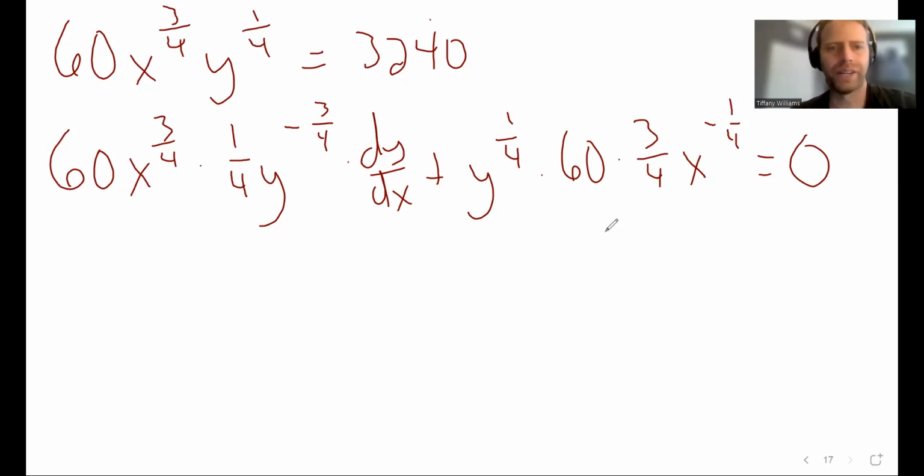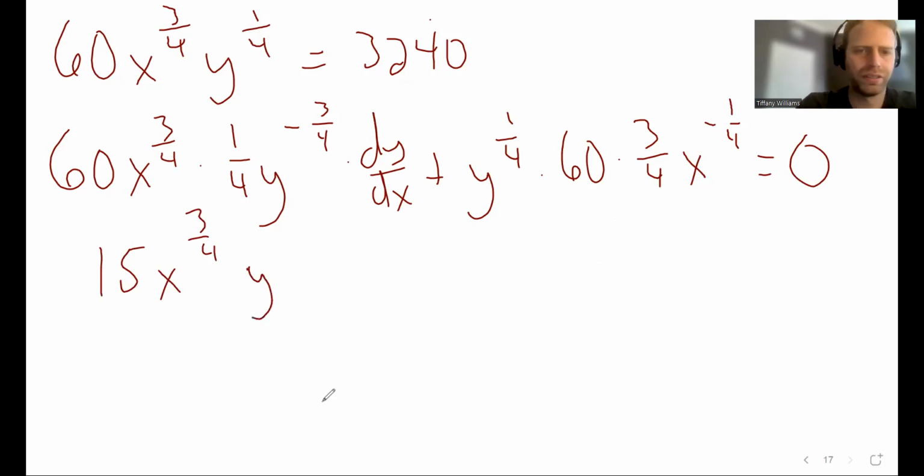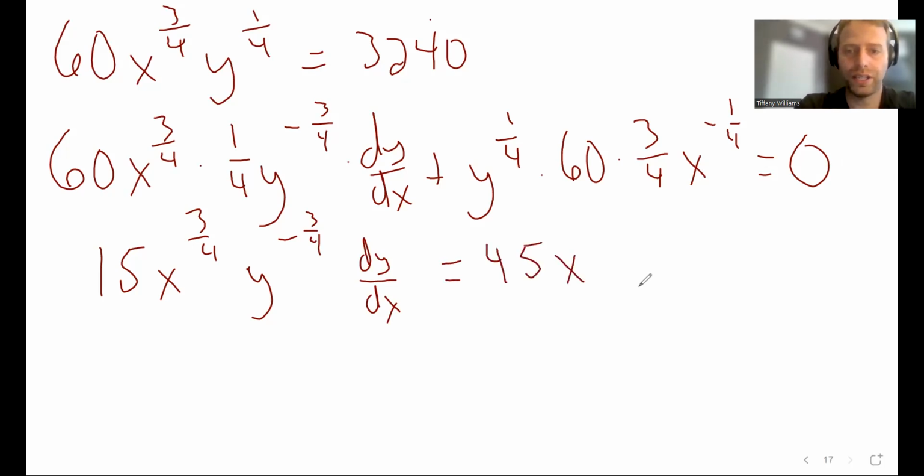Okay. So then to get dy/dx, we would isolate the dy/dx. I'm going to do a little simplifying here. I've got 60 times 1/4. That's going to be 15 x to the 3/4 y to the negative 3/4 dy/dx. And I'm going to go ahead and move this term over to the right side. While I'm at it, I'm going to do 60 times 3/4. That should be 45. So that's going to equal 45 x to the negative 1/4 y to the positive 1/4.